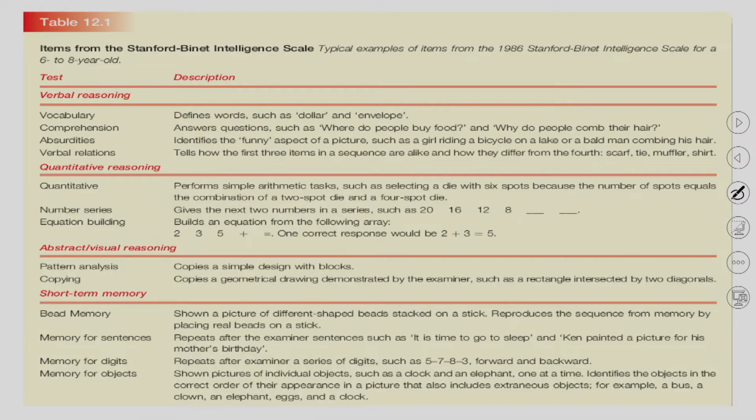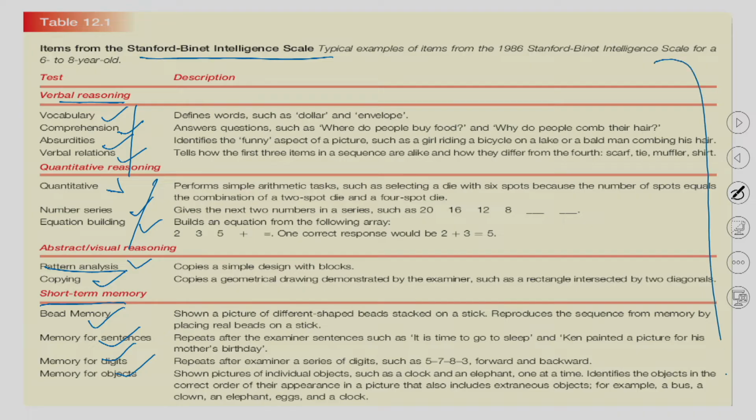Now, the Stanford-Binet intelligence test is a typical example. One part is verbal reasoning, so you have vocabulary questions, comprehension questions, absurdities, verbal relations. You can have quantitative questions, for example number series, equation building. You can have abstract reasoning questions with pattern analysis and copying, and short term memory questions: bead memory, memory for sentences, memory for digits, and memory for objects. As you can see, this test of intelligence is actually an academic test. It requires verbal skills, reading and writing skills.